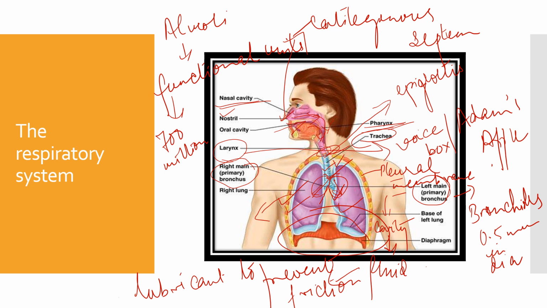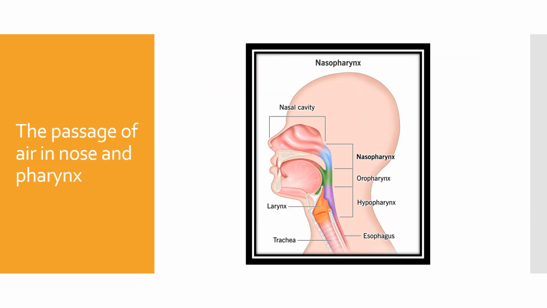Now we will move on to the blood supply of the lungs. So let us go to that. Now in this slide we are going to discuss the passage of air in the nose and pharynx.